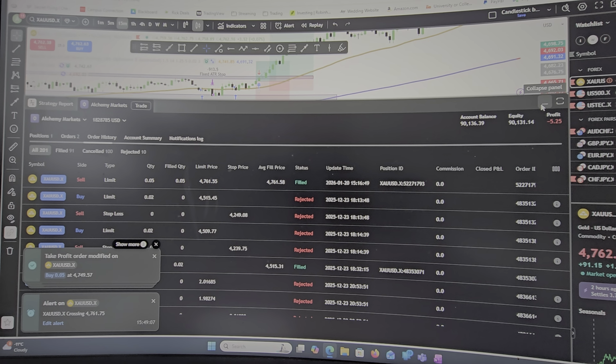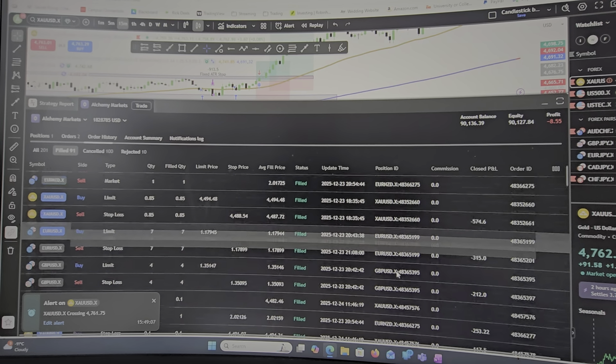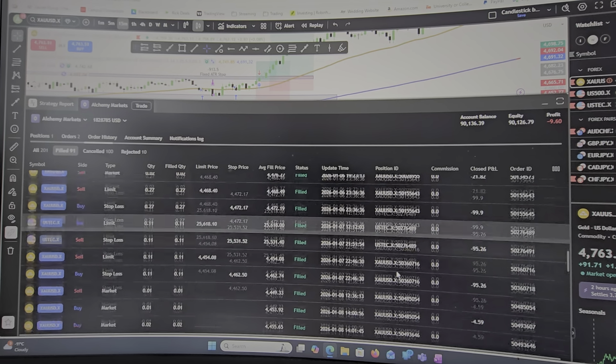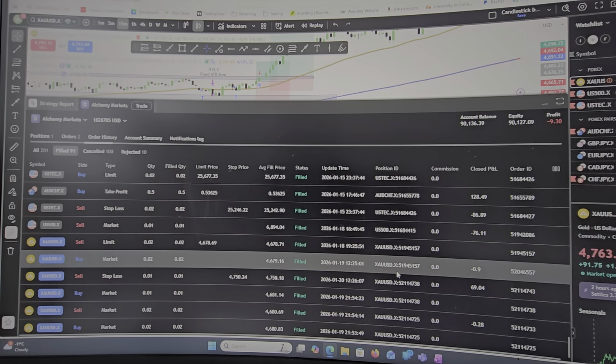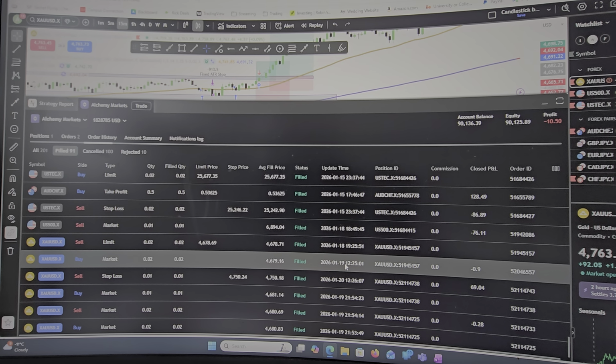I think we just entered a position again. That's a gold sell. Where is the gold buy? On the 19th. This is the 20th. This is a 19th buy.